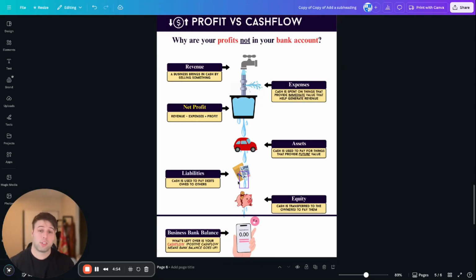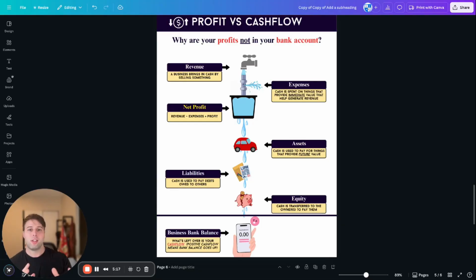So as you can imagine with this example, profit is good to know, but a profitable business can go out of business because the cash runs out in the bank. So in my opinion, cash flow is the most important thing. You want to have a business that can, in normal operations, generate positive cash flow.